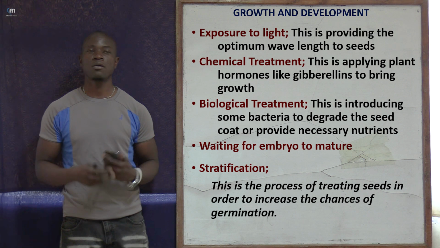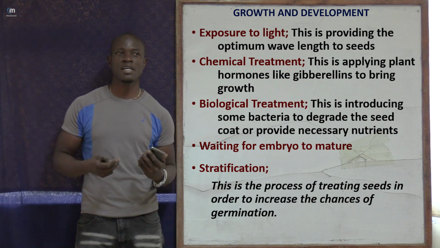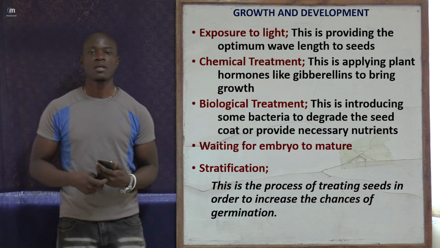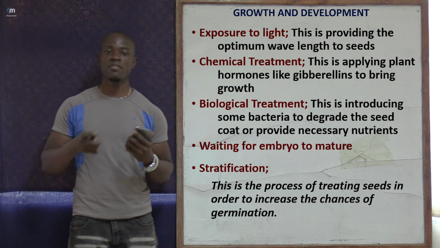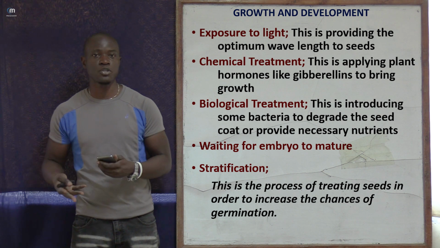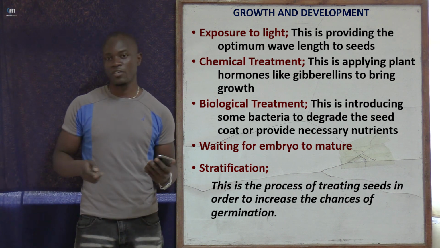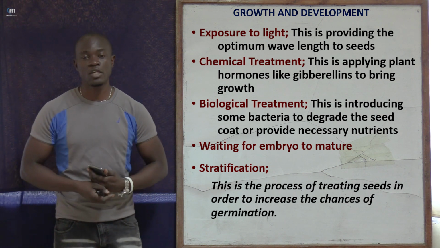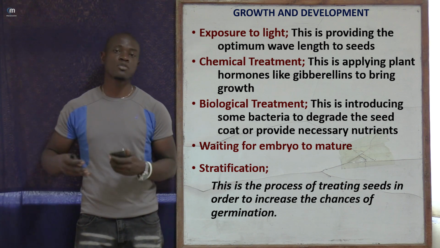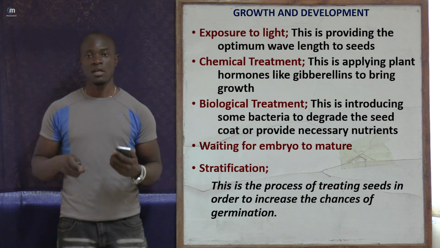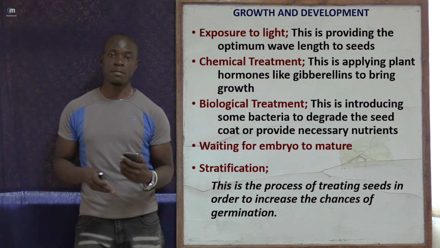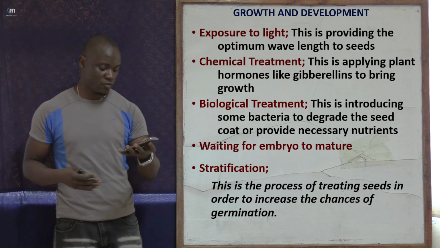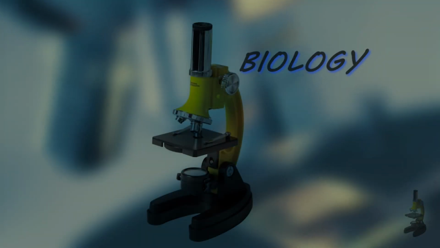Apart from that, we can also use the method of stratification. You can use stratification whereby we have two types of stratification, the cold method stratification and the warm water stratification. But simply, we can use stratification among others. There are very many methods of breaking seed dormancy. So at least we have gone through as much as can assist us in our revision. Biology.